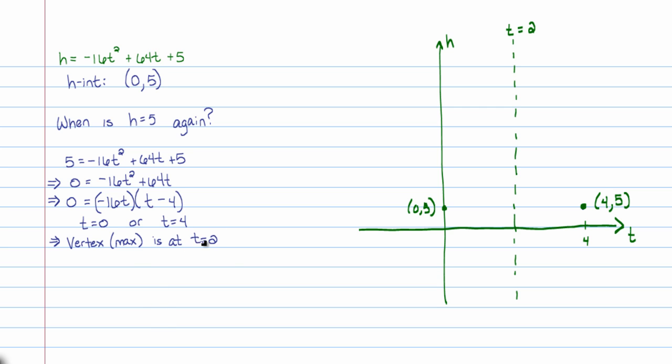So let's go ahead and plug in 2 for t in our equation there. So let's see, h is equal to a negative 16 times 2 squared plus 64 times 2 plus 5. So let's see what we have here. That's going to be a negative 16 times 4, or in other words, a negative 64, plus 128 plus 5. That's going to be a 69, I think. Yeah, I think that's 69. So it tells me that at a height of 69, we have our maximum.